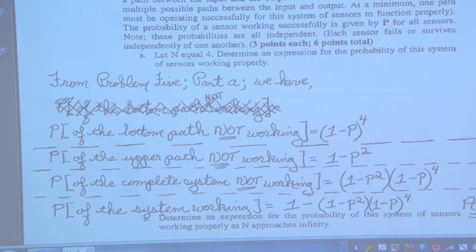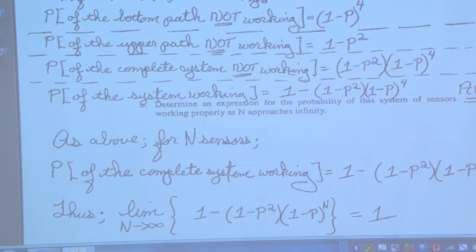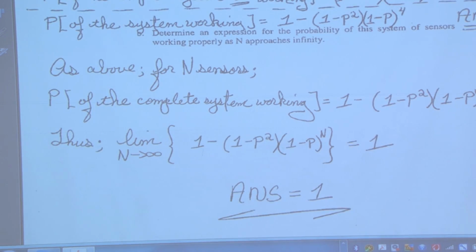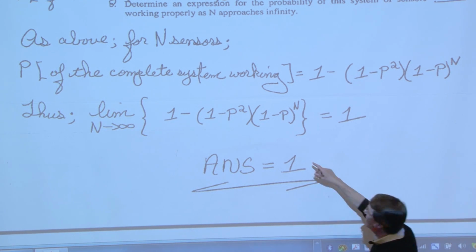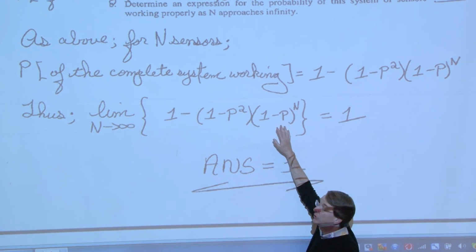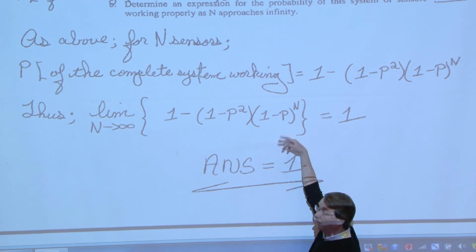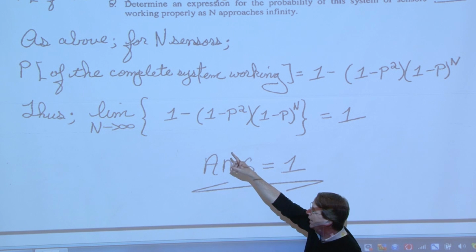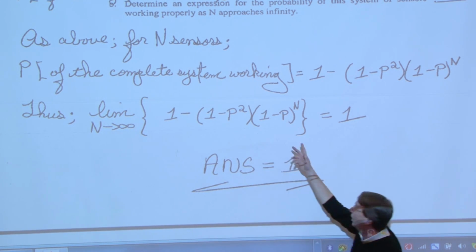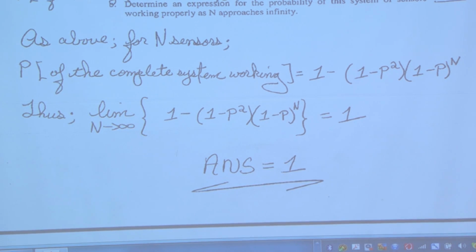Okay, so mathematically, let's figure that out. We just take the answer from above, replace 4 with capital N. Now, let n go to infinity. So what we get is 1 minus p, which is a number less than 1, raised to a very high number, n going to infinity. That equals 0. That cancels all of this out. Not cancels, but multiplies by 0. We got 1 minus 0, which is 1. Beautiful.